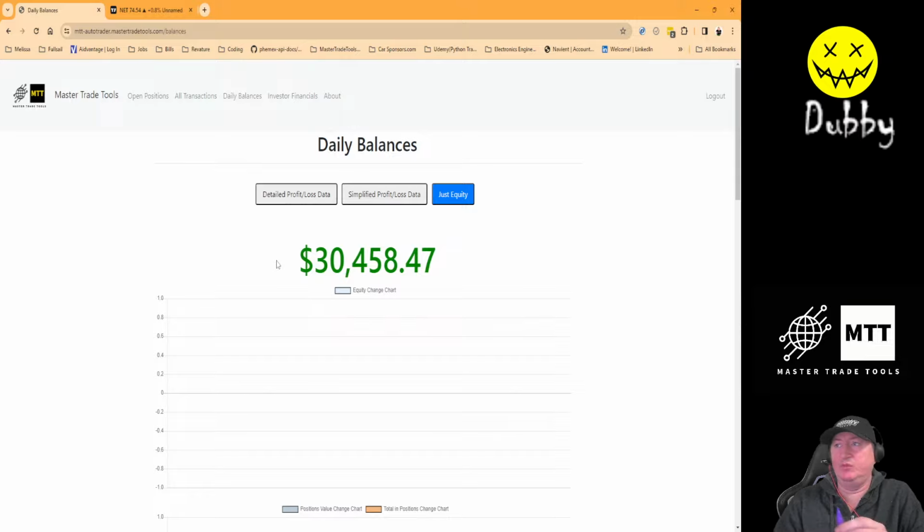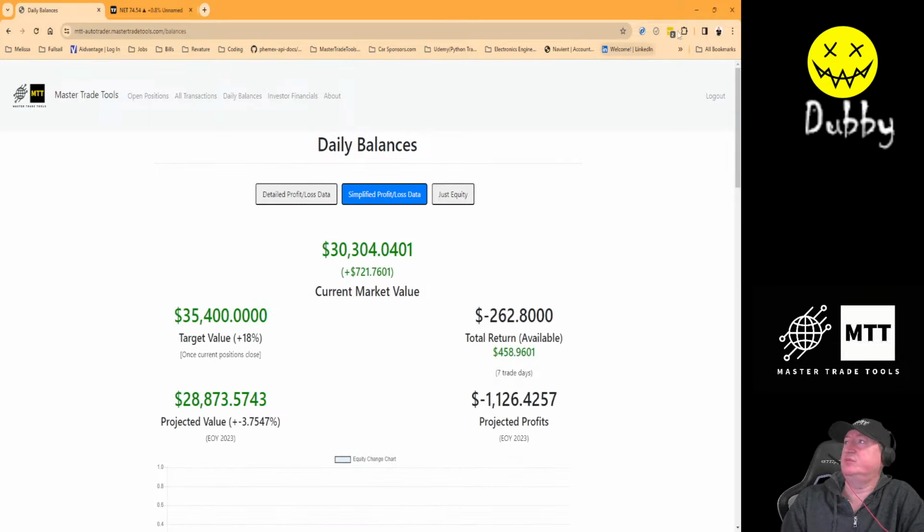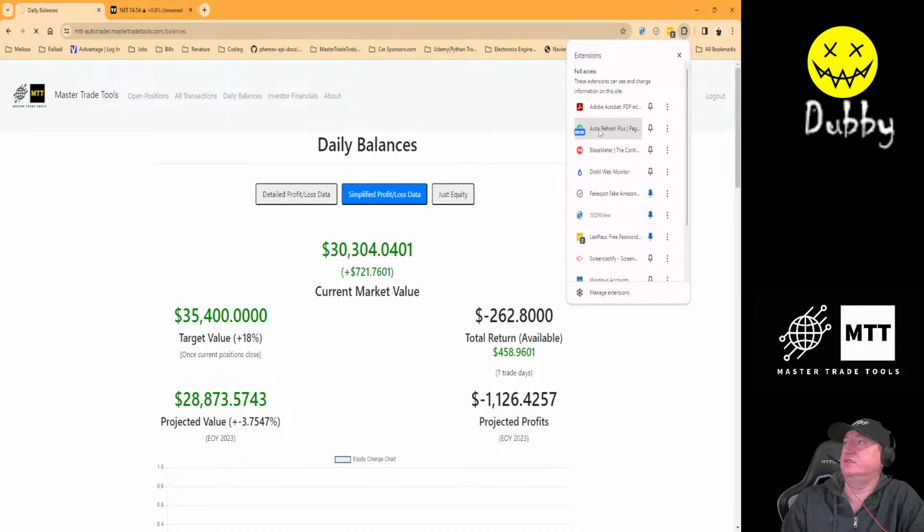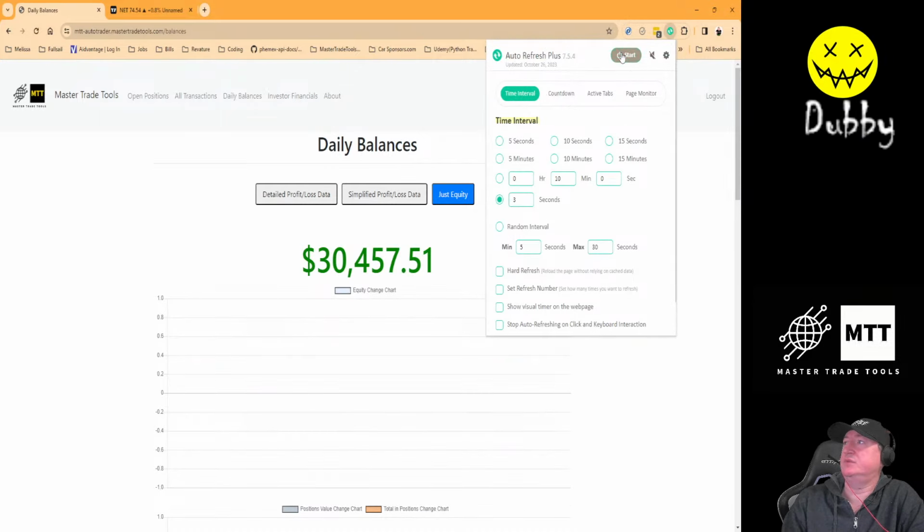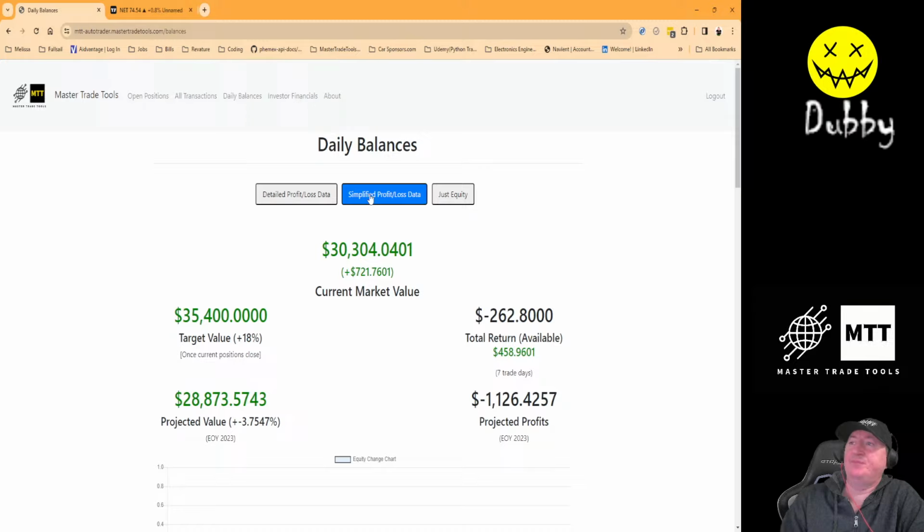You can also see one of the new features that I implemented based on a request by one of our users. It's basically just the equity. That's all they wanted to see. They didn't really care for all this other information right here. This is refreshing every 3 seconds. Stop that. Okay. They told me they really couldn't understand it.